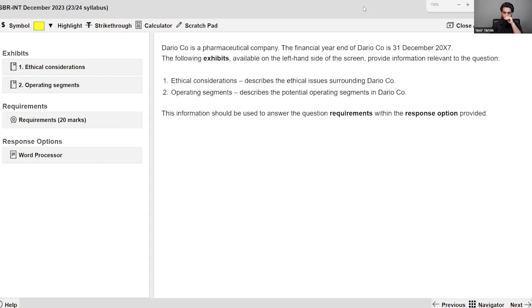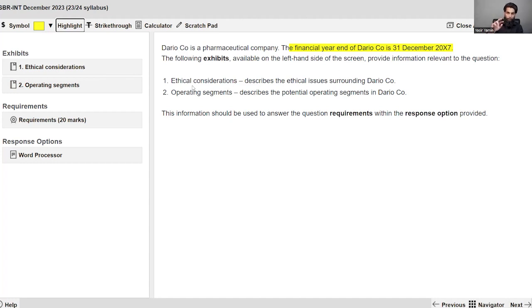So let's begin. In this scenario, the examiner says Dario company is a pharmaceutical company. The financial year end of Dario company is 31st of December 2007. I always recommend to everyone out there to always highlight your accounting year ends. The examiner says the following exhibits are available on the left hand side of the screen, and these 2 exhibits in this scenario provide information which is relevant to the question.